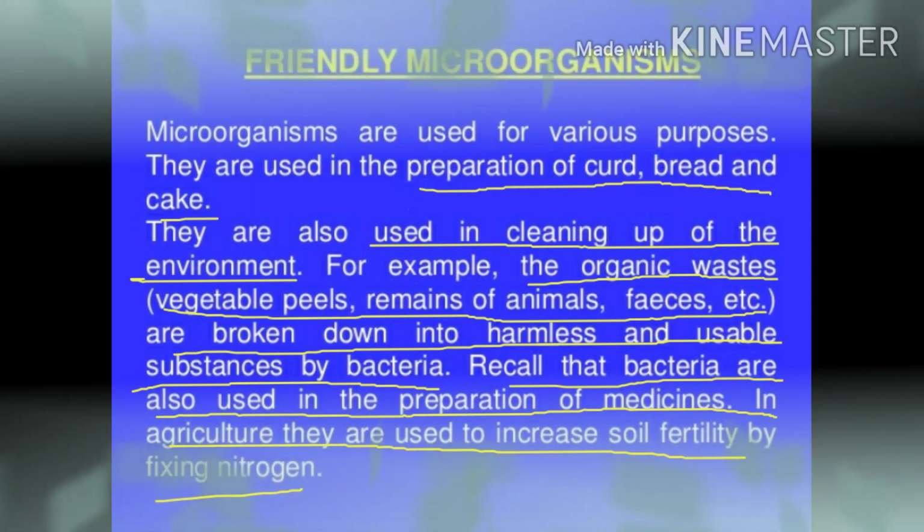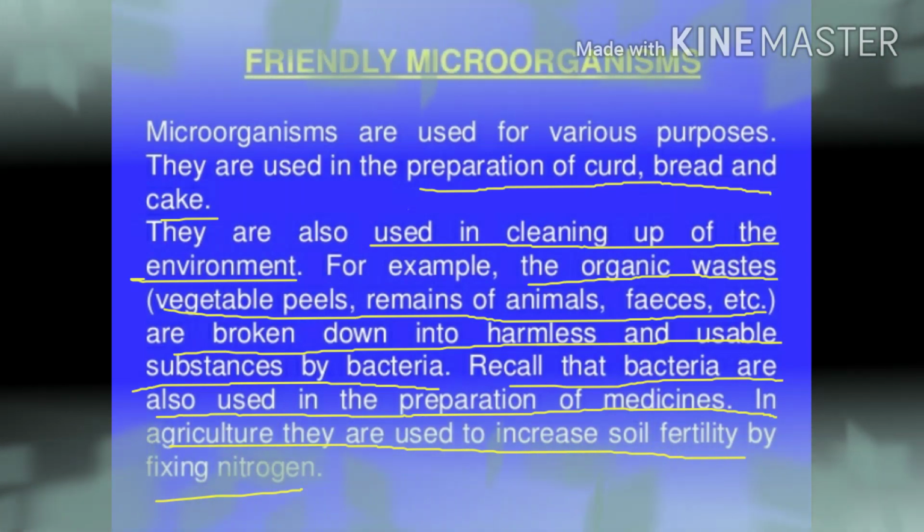These microorganisms are also used in agriculture. They are used to increase soil fertility by fixing nitrogen. Nitrogen fixation bacteria like rhizobium are used for soil fertility. Here you can see for various purposes these microorganisms are used.